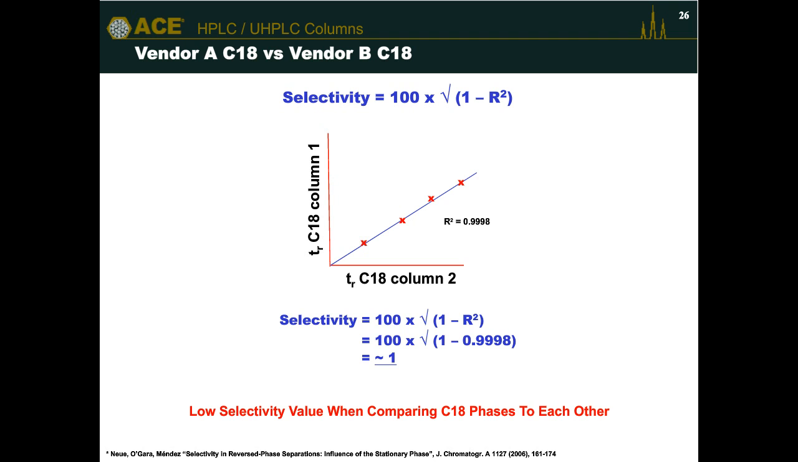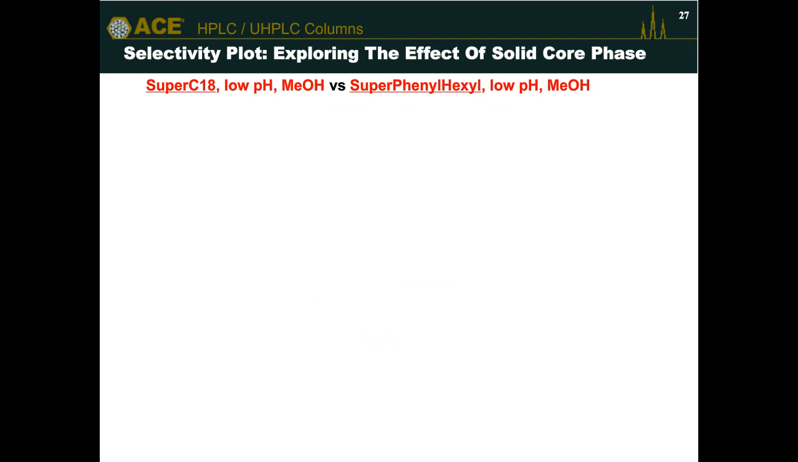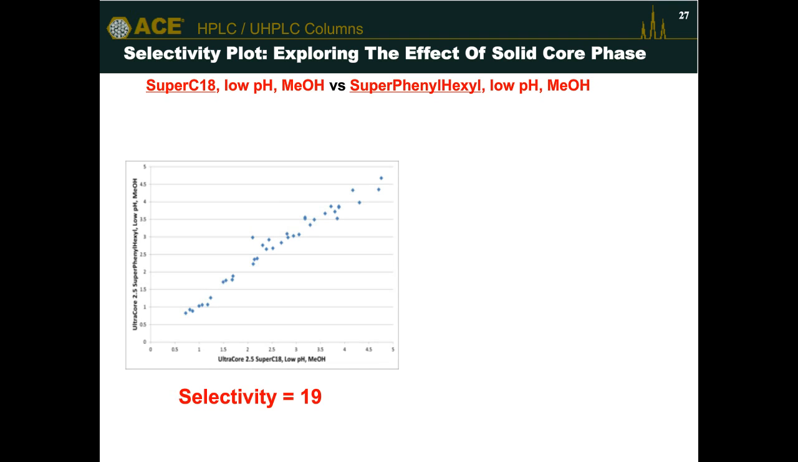So we did this for two different stationary phases on a solid core platform, and you can see when you compare the plot for these two different columns, you get some scatter, a selectivity of 19, which gives you a decent selectivity space to work with.